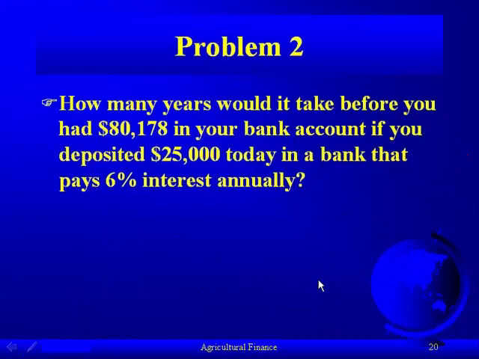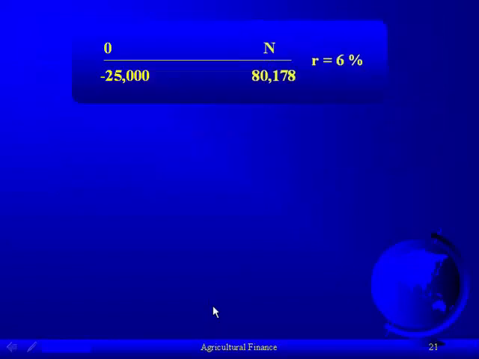Another problem: how many years would it take before you had $80,178 in your bank account if you deposited $25,000 today in a bank that pays 6% interest annually? So we're turning this problem around a little bit. I have $25,000 today. You just inherited $25,000. You can go out and buy a brand new Chevy truck, or you can put your money in a bank, drawing 6% interest, so that you can buy your Porsche.